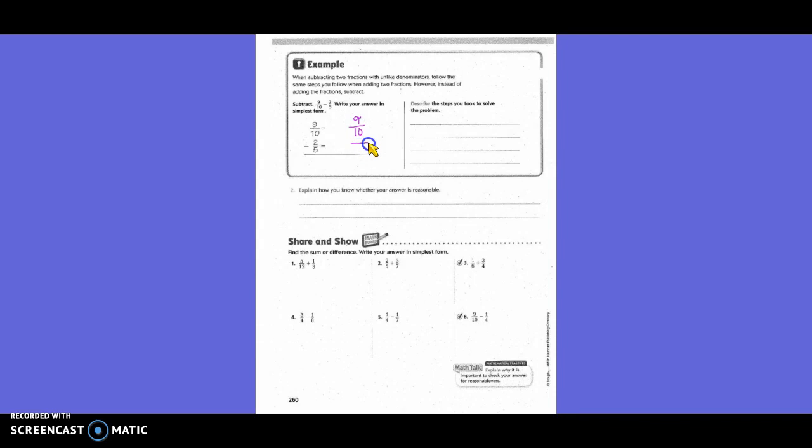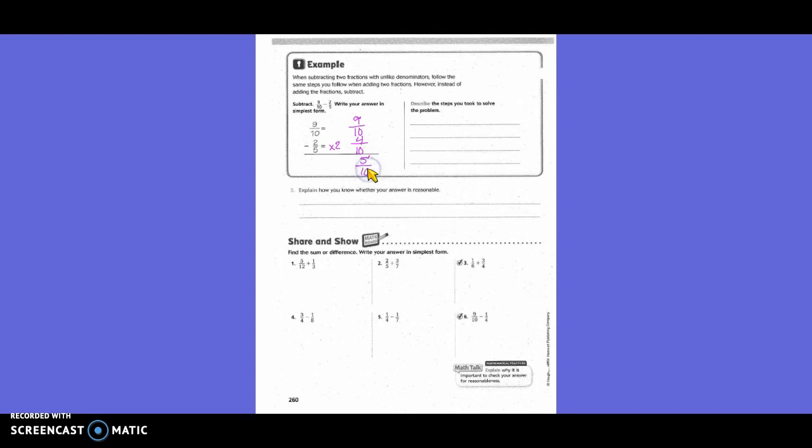On our next one, we need to get to tenths, right? How did I get from 5 to 10? Times 2. So what I do on the bottom, I also do on the top. So 2 times 2 is 4. So 9/10 minus 4/10 is 5/10.